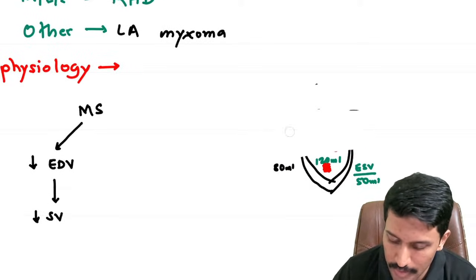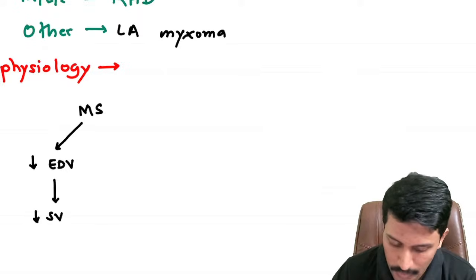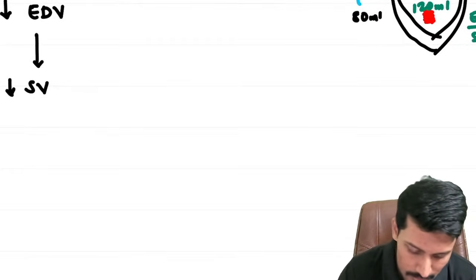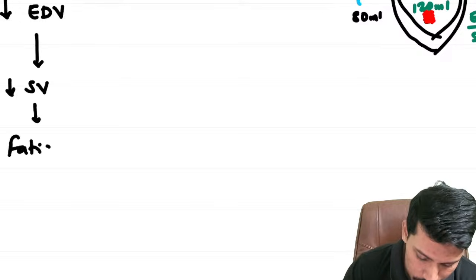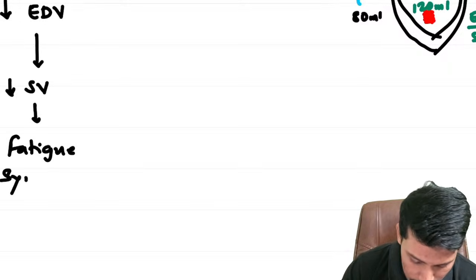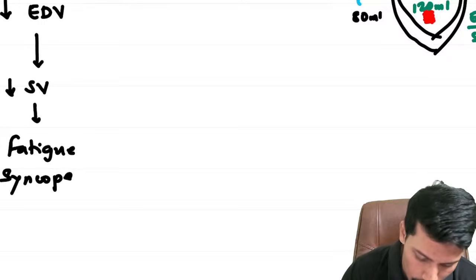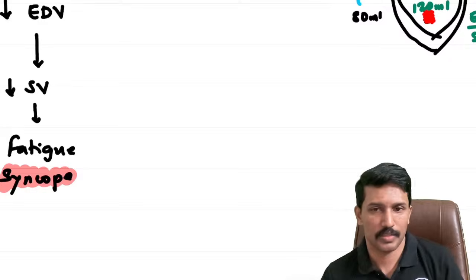And what symptoms will I get if I have decreased stroke volume? The decreased stroke volume will result in fatigue and syncope, right? The same symptoms that we have already written. Fatigue and syncope. So syncope will come even in mitral stenosis patients.